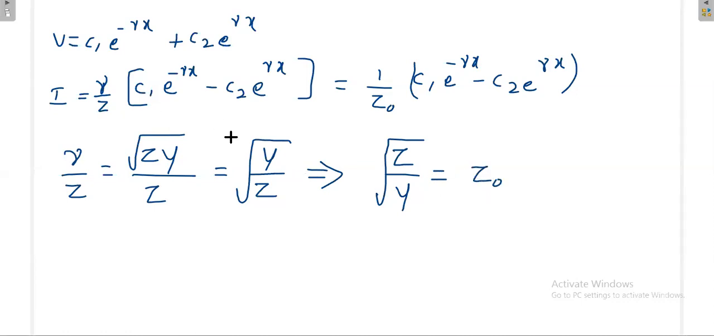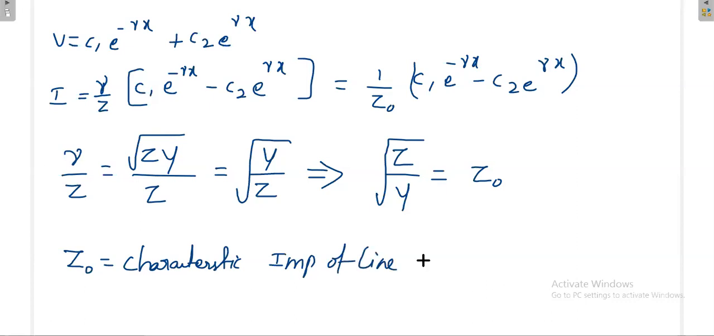Because you have replaced square root of YZ by Z naught, but now square root of Z by Y has to be equal to Z naught. Now we have a new term. That term Z naught is called the characteristic impedance of the line, which is equal to square root of Z divided by Y.